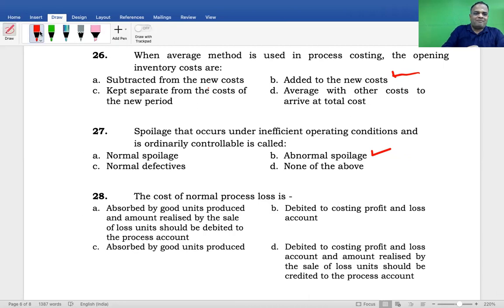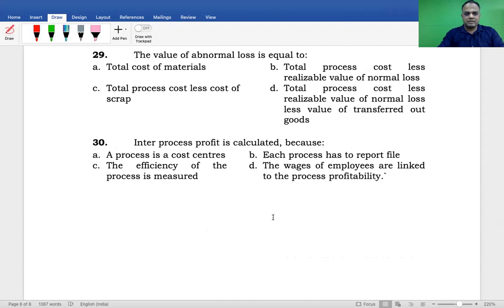Normal loss, after subtracting the normal loss salvage value. Remember the cost per unit formula. What is the cost per unit formula? Gross cost minus normal loss salvage value. That forms part of the good unit, so it is absorbed by the good units produced. Are you with me? Next.